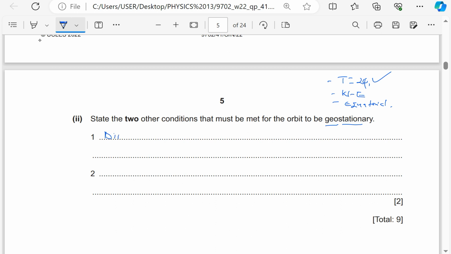So we can say direction must be from west to east. That's number one. Then the second one, it is in equatorial orbit. The orbit must be just above the equator. So the orbit must be just above the equator, that is for a geostationary orbit.